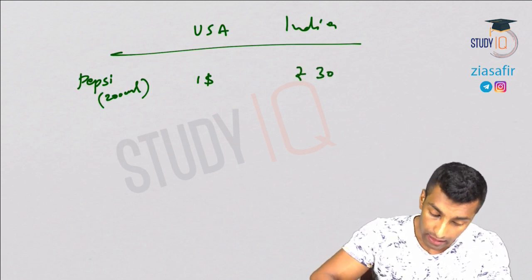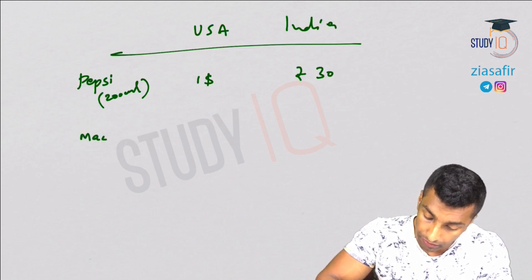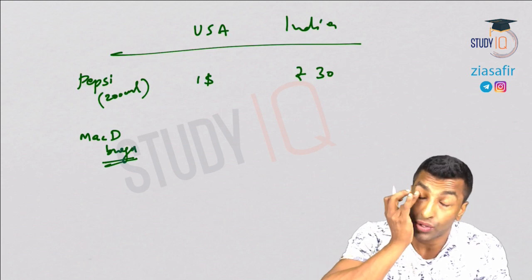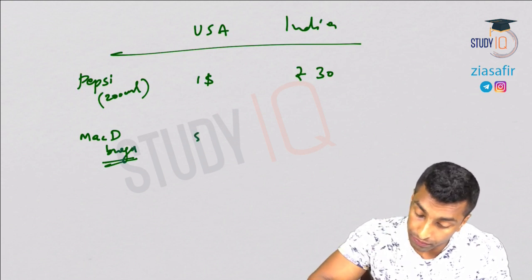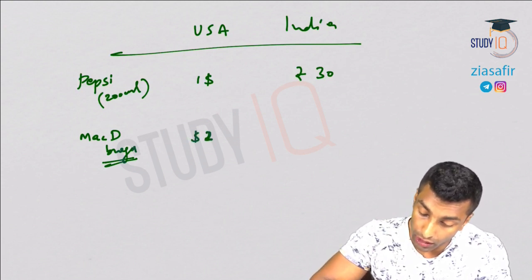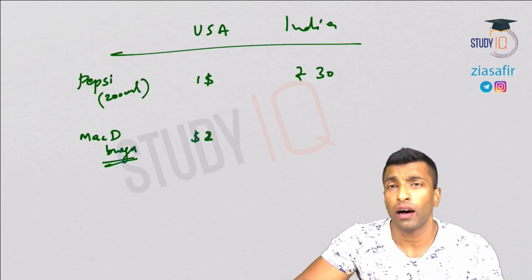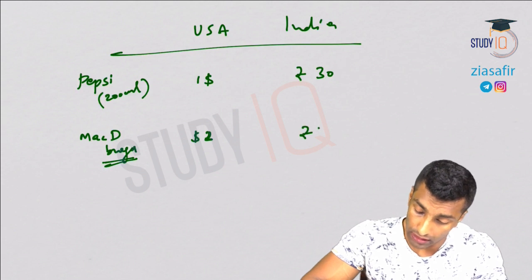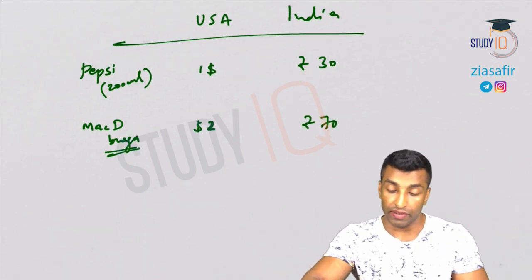Okay, and then McD burger. So if it is $2 in US, what is the cost of this? It will be like around 70 rupee. So this is 70 rupee.